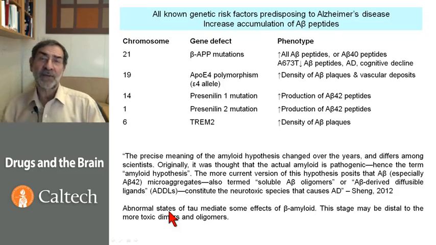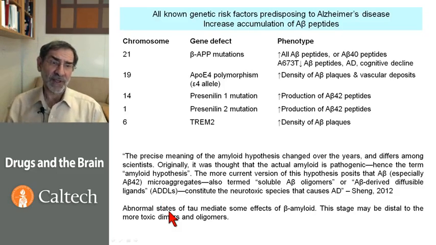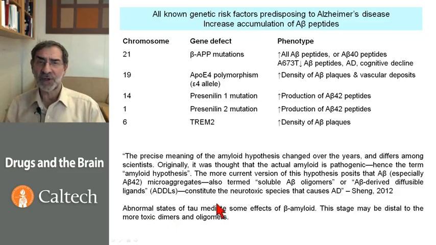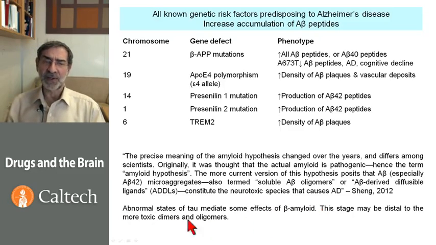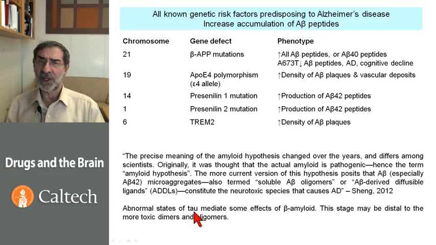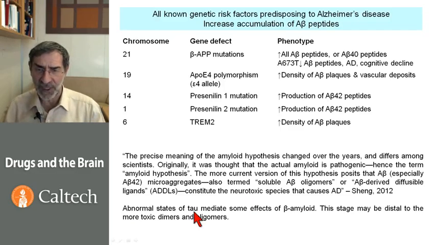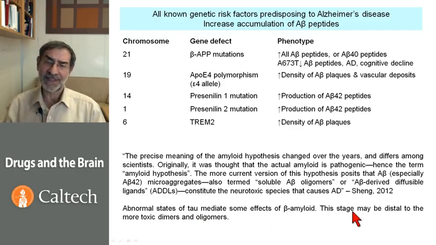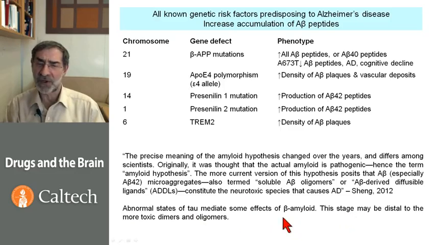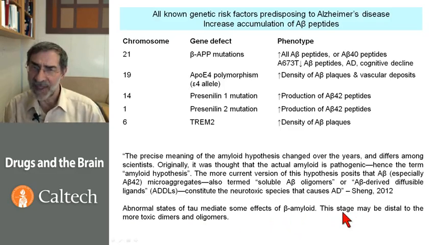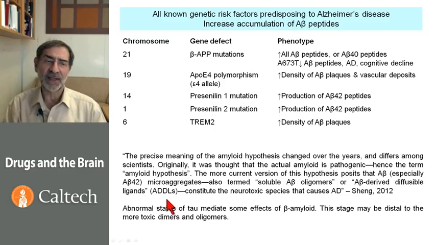We should also point out that we talked about tau in the last lecture. Abnormal states of tau also mediate some effects of beta-amyloid. And so a lot of the effects of beta-amyloid may come about because it makes tau accumulate or phosphorylates tau. On the other hand, this stage of tau pathology may be distal to, downstream from, the more toxic A-beta dimers and oligomers.